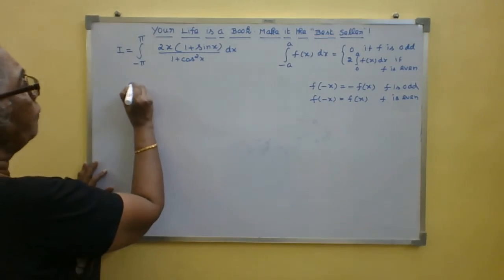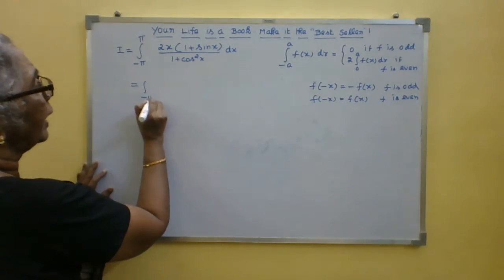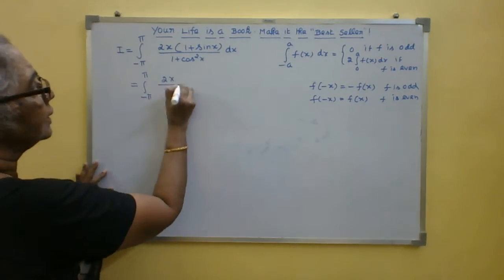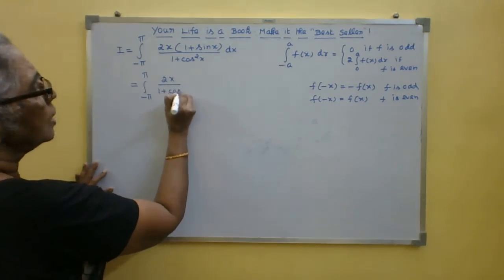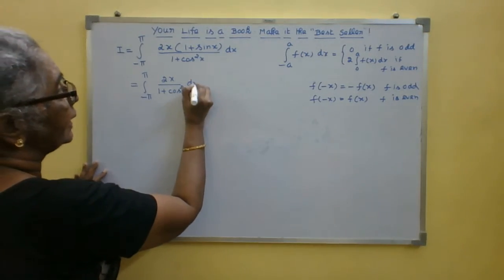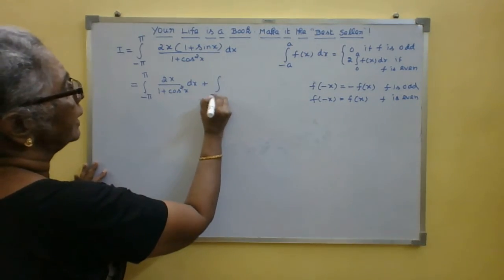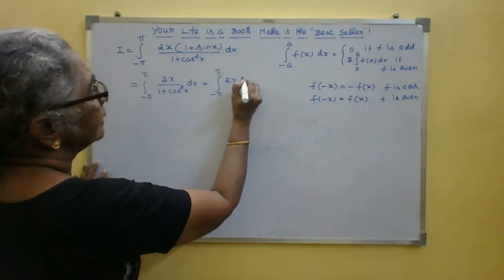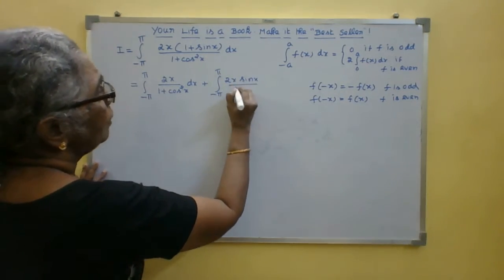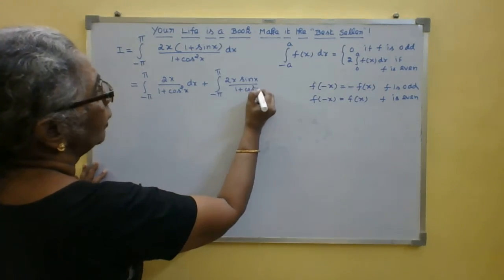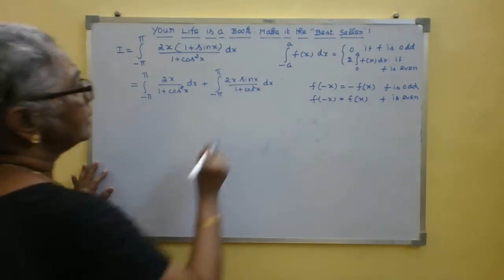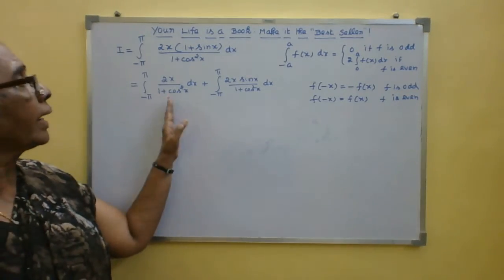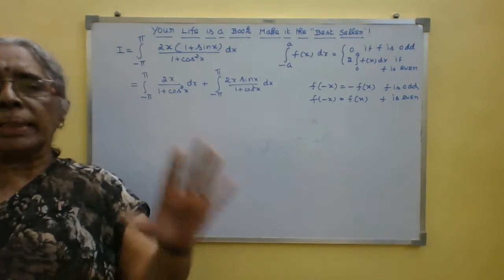Okay. So now first I am going to write it as integral from minus pi to pi of 2x into 1, so 2x by (1 plus cos squared x) dx. And the second part is integral from minus pi to pi of 2x sin x by (1 plus cos squared x) dx. So this is what I have done first. I am just expanding the numerator and writing this as two integrals.